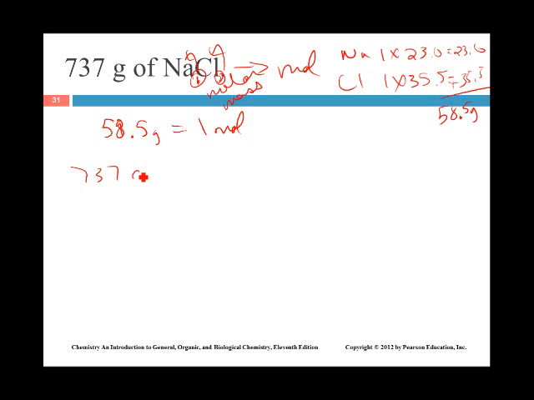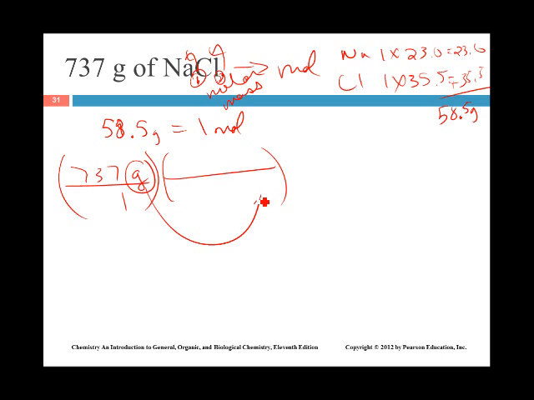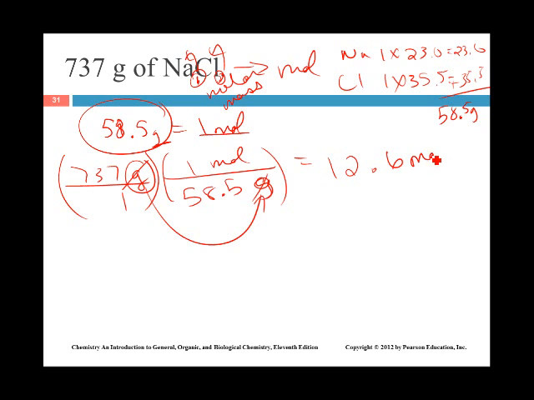So if I have 737 grams over 1, we have grams on the top, that means we want to put it on the bottom. Here's grams, 58.5. That's equal to 1 mole. Grams cancel, so 737 divided by 58.5. That comes out to be 12.6 moles of sodium chloride. Notice that all we did was figure out what the molar mass of the compound was, and then that gave us our conversion factor to get from grams to moles.